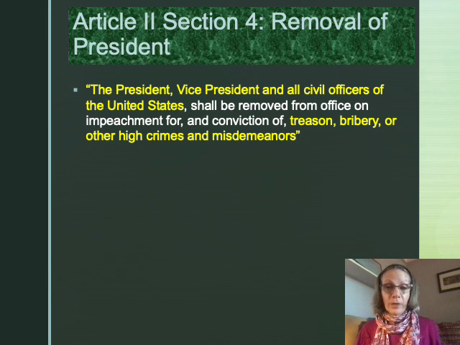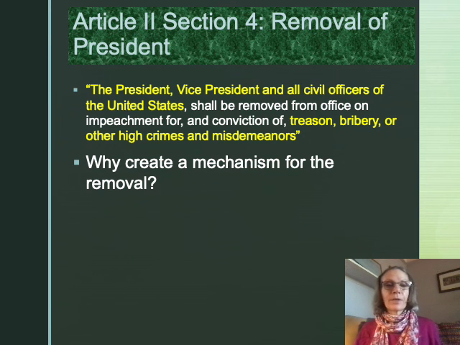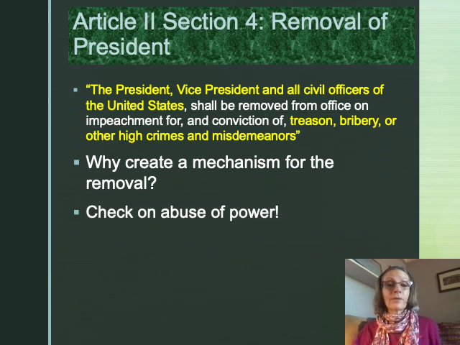But there is a provision in Article 1 for expelling a member of the Senate or for expelling a member of the House. So the House and the Senate can expel its own members, but they are not subject to impeachment. But the President of the United States is. Now, you might be wondering, well, what was going on in the minds of the framers? Why did they want to create a mechanism for the removal of the President of the United States or other federal officers? And it goes back to the idea that you wanted a check on the abuse of power.